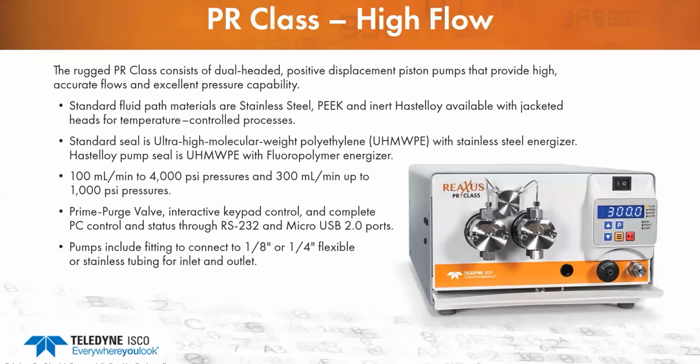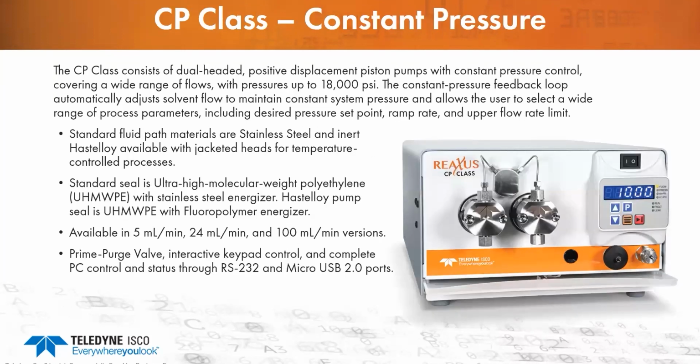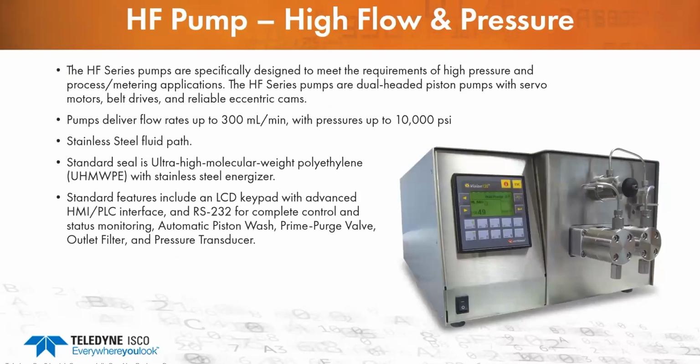The PR is a dual pump head model with high flow rates, as well as several options on the pump heads. The CP class is a dual pump head, constant pressure pump, offering high flow rates and high pressures. The HF, a dual pump head pump, is very widely used for liquid chromatography column packing.